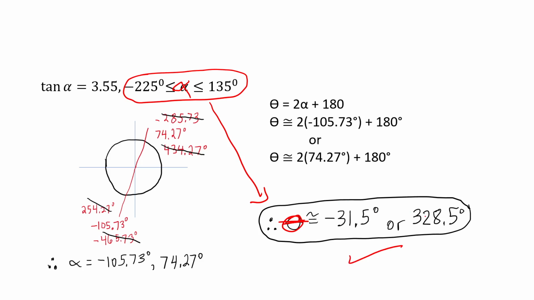So each of these two angles is in the domain for theta given, negative 270 to 450, and each of them is a valid answer to the equation tan of 1/2 of theta minus 90 degrees equals 3.55. Approximately, of course, because we were doing some rounding.